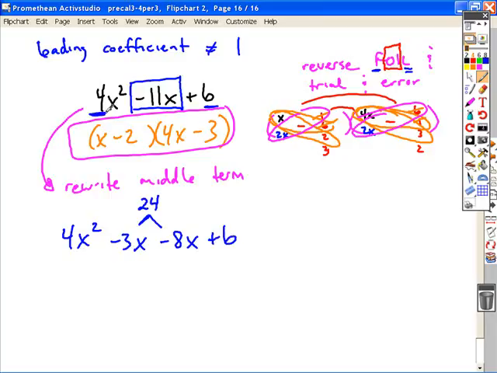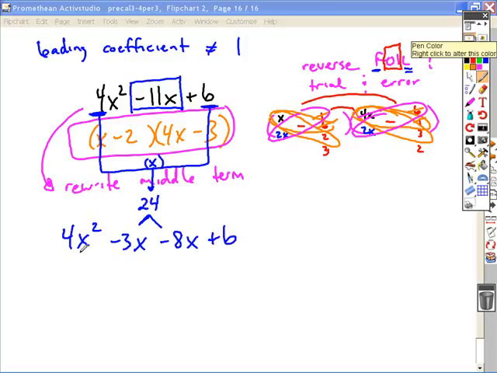Take the product of the leading coefficient times the constant. Okay, so if you take this product, and then you split that middle term, what we can now do is factor by grouping, like we did in that first concept that we talked about.